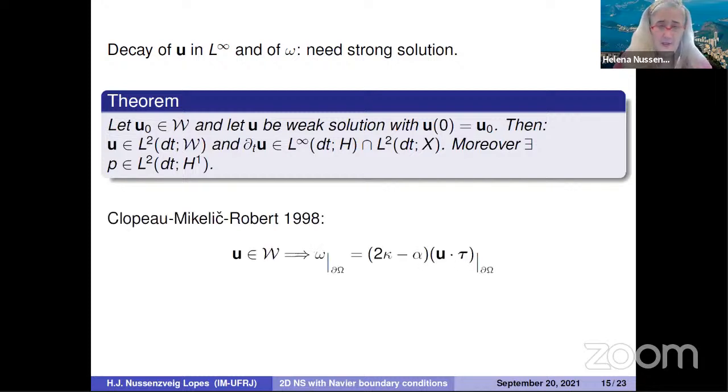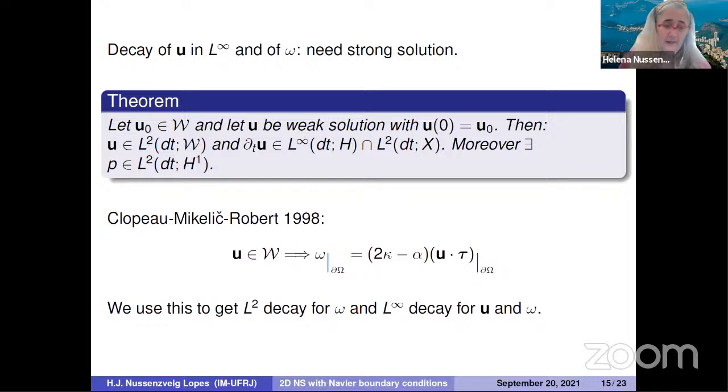Okay. All right, now in 1998, Clopeau, Mikelić, and Robert showed that the Navier boundary conditions are equivalent, this is actually if and only if, to a boundary condition for the vorticity. So the vorticity at the boundary is 2 kappa minus alpha U dot tau at the boundary, the tangential component of the velocity, which is the only component of velocity at the boundary. Okay, and what this does is this will give us a local boundary condition for the viscous vorticity equation. And we're going to use this to get the L2 decay for omega and the L infinity decay for U and omega.